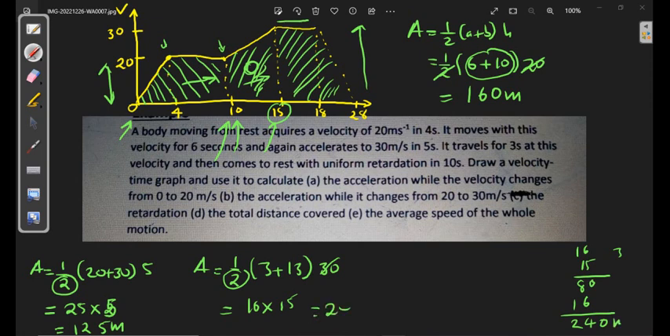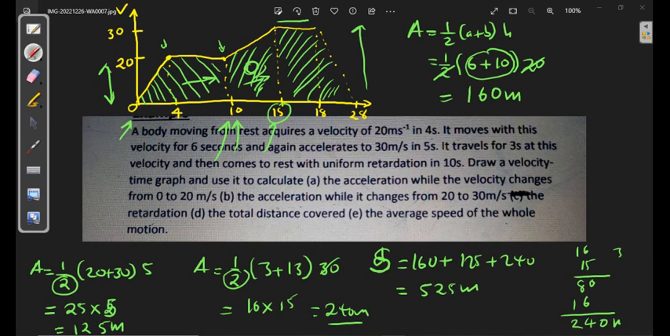Now to find the total distance which has been moved, we need to add these 3. So therefore, distance, now we use S. Distance is 160 plus 125, then plus 240, and this is going to give us 525 meters. This is the total distance that was covered.